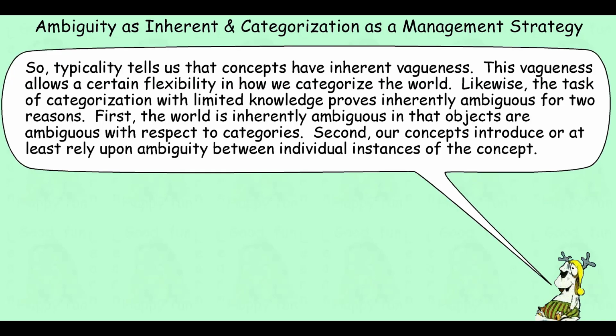When we contemplate the task of categorization and bear in mind that we engage in categorization with limited knowledge and resources, we realize that categorization proves inherently ambiguous for two reasons. First, the world is inherently ambiguous in that objects are ambiguous with respect to our categories.